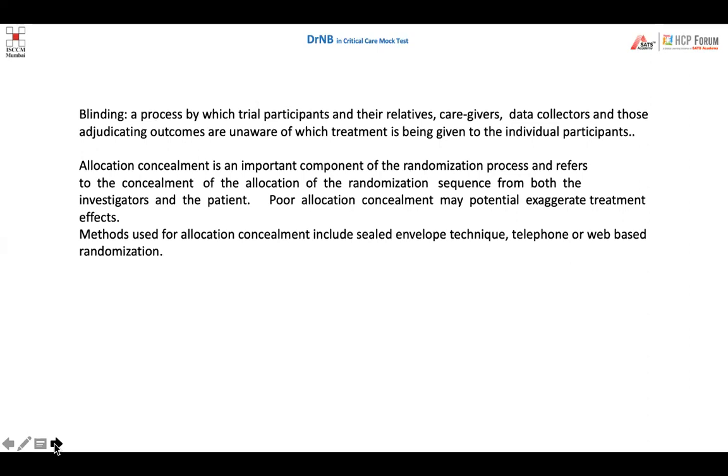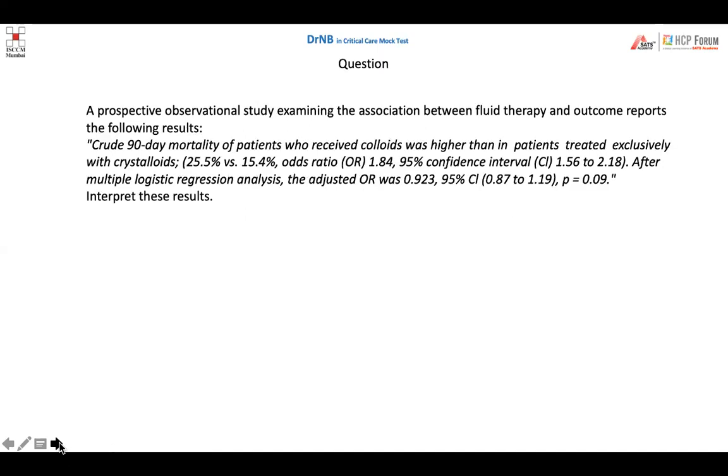With reference to a randomized control trial, what is blinding and allocation concealment? So blinding is when the trial participants, their relatives, caregivers, data collectors, everybody doesn't know which treatment group the individual participant has been assigned to. That is blinding. Allocation concealment is an important component of the randomization process and refers to the concealment of the randomization sequence from both the investigator as well as the patient. Poor allocation concealment can exaggerate treatment effects. Methods used for allocation concealment include the sealed envelope technique or telephone or web-based randomization. So you are initially unaware which group you are going to go to.